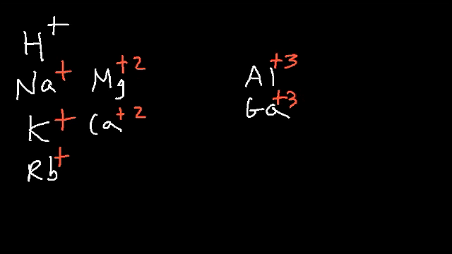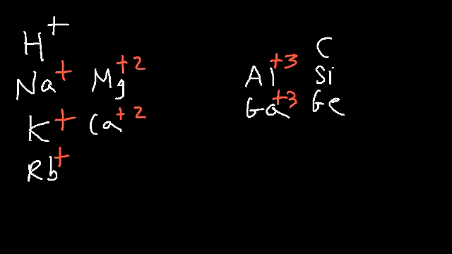Next to aluminum, you have elements such as carbon, silicon, germanium, but you don't have to worry about the charges for these elements because it can vary. And typically, you won't see them very often in ionic compounds, by themselves at least.